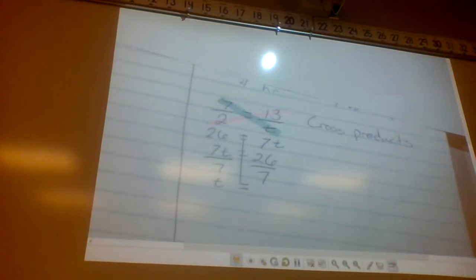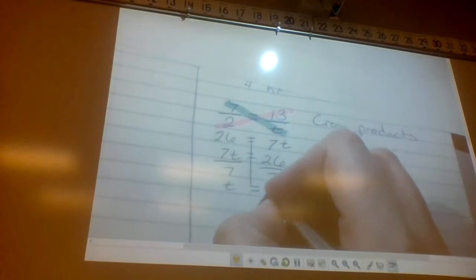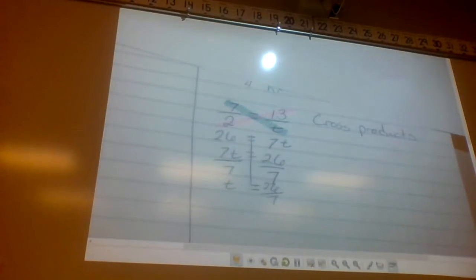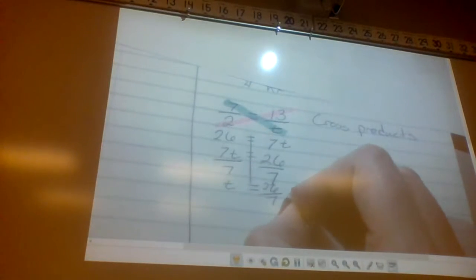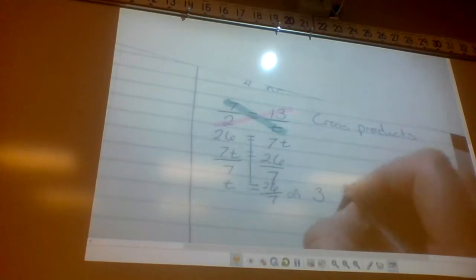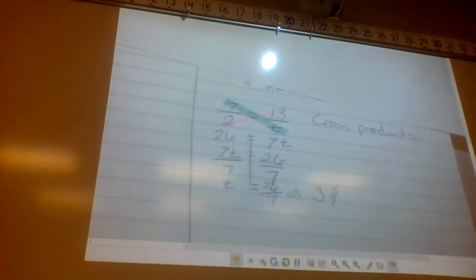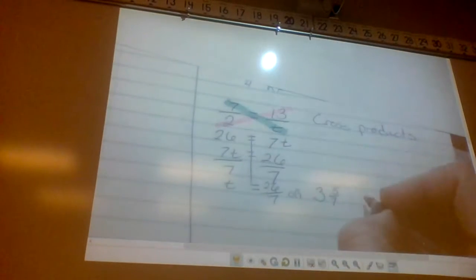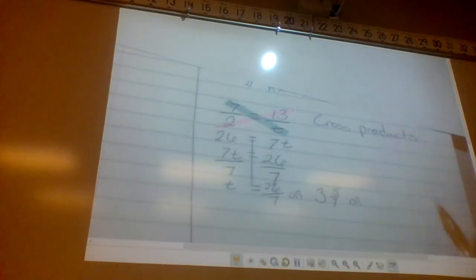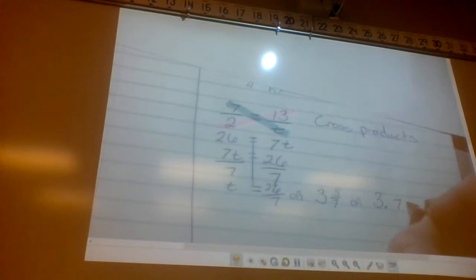Oh, wait, hold on. Time's up. You can do a couple things. You can have the answer of 26 over 7. That is an answer. You could have an answer of 3 and 5 over 7. That is also an answer. Or you could have the decimal as 3.714285 repeating. Any of those is a correct answer.